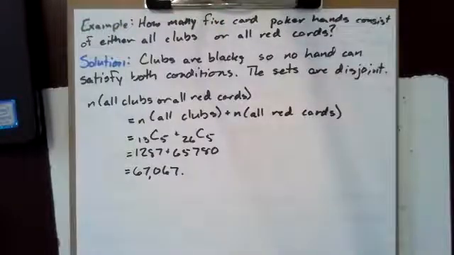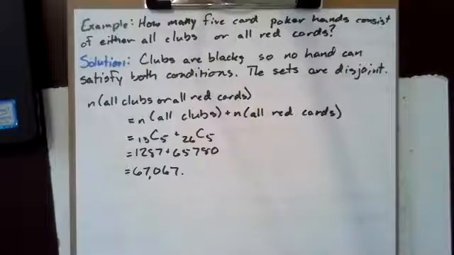For example, how many 5-card poker hands consist of either all clubs or all red cards? Clubs are black, so no hand can satisfy both conditions. Sets are disjoint. So the number of hands that have all clubs or all red cards is equal to the number of hands that are all clubs plus the number of hands that are all red cards.